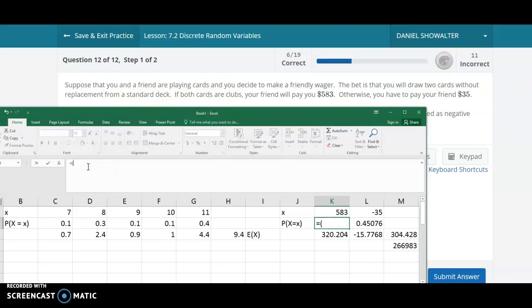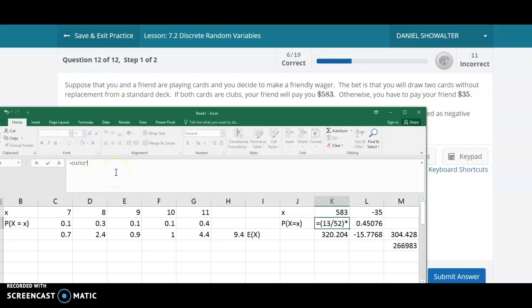Well, there's 52 cards in a deck, and 13 of them are clubs. If you don't know that already, write that down in your notes for any future tests or exams. 52 cards, there's 13 clubs, 13 hearts, 13 diamonds, 13 spades. I need to get a club on my first draw, so that would be 13 divided by 52.